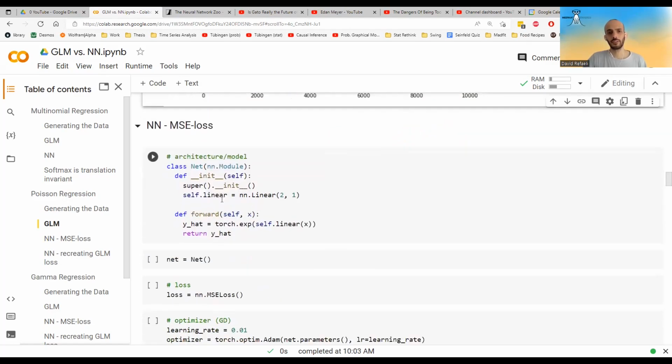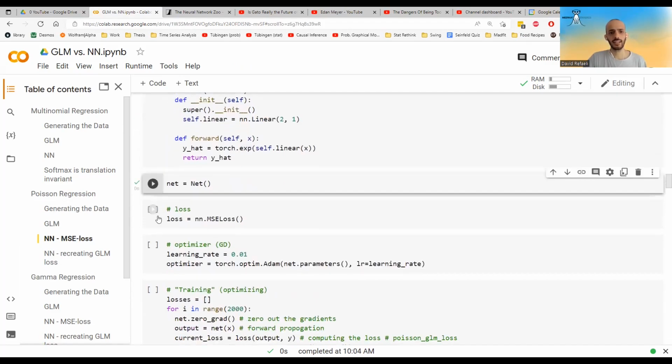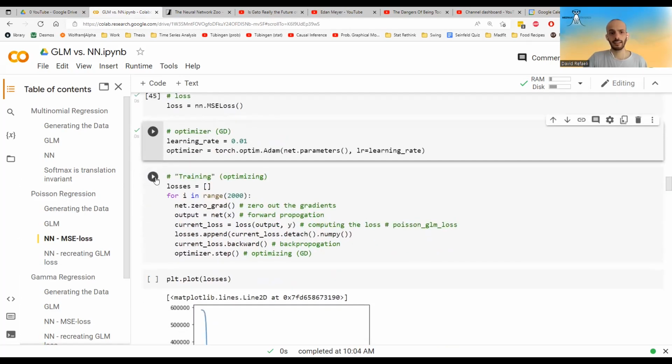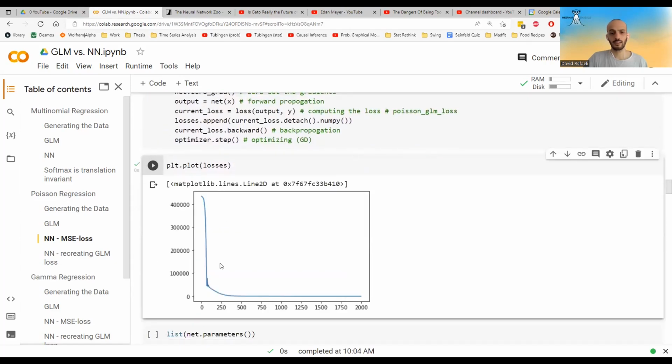Let's do it now with the neural networks. At first, let's use an MSE loss, so the mean squared error loss. I'm just having one linear layer, and I'm taking the activation function to be the exponent of that layer. I instantiate it. At first, I'm taking the regular MSE loss, and I'm training. Let's plot the losses. It looks a bit like this.